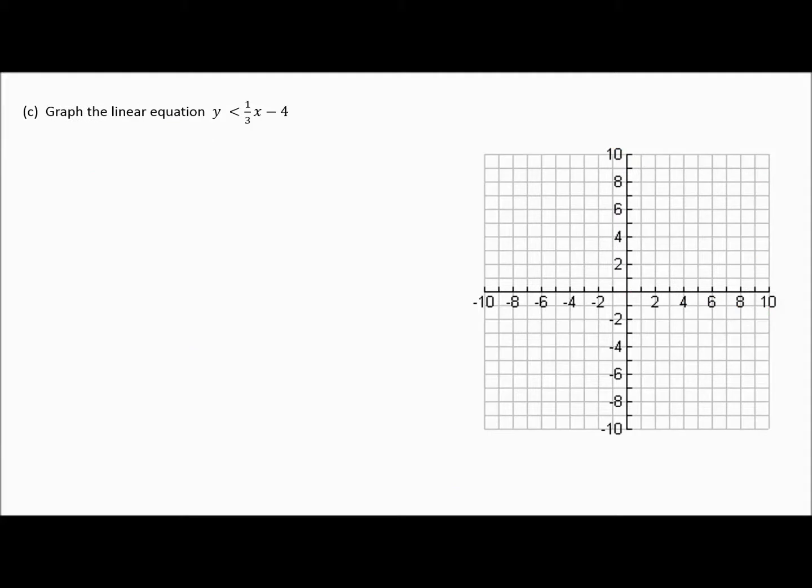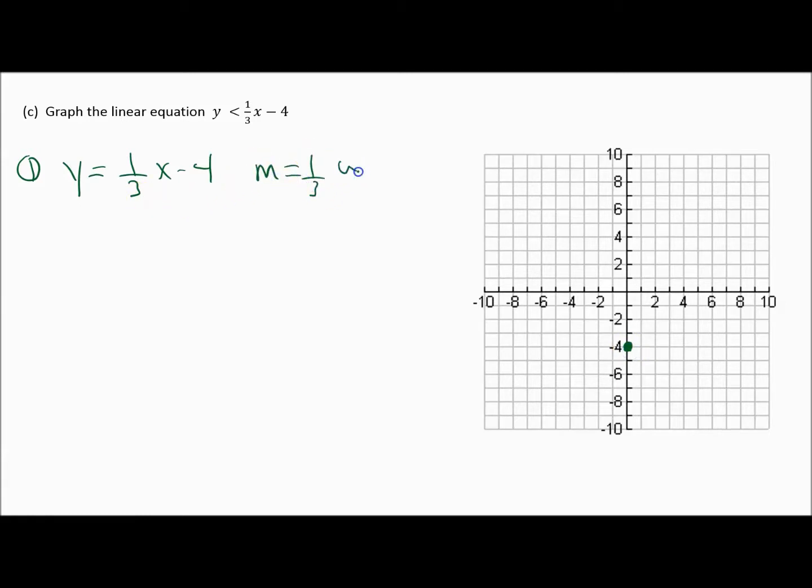Okay, let's try this again. So remember step 1. Step 1 is to graph y equals 1/3 x minus 4. Good news, this is already in y equals mx plus b. My y-intercept over here is negative 4, so I make a mark there first. And then my slope, my m, is 1/3.